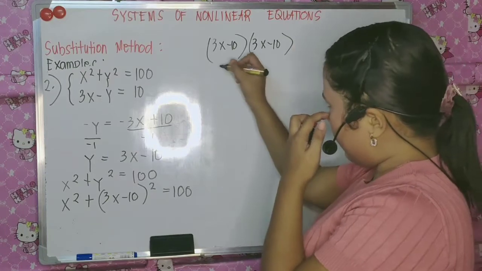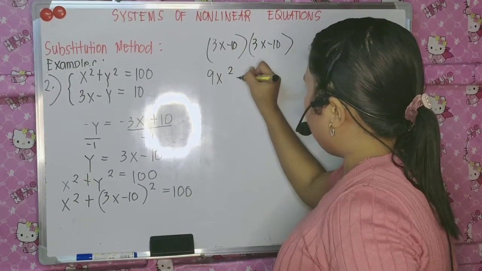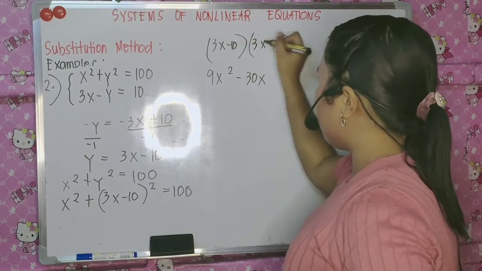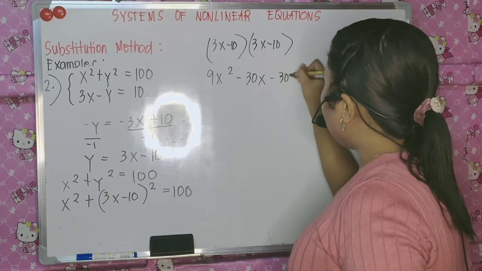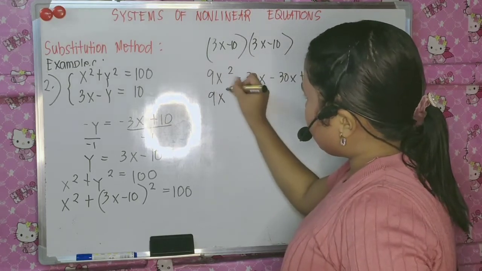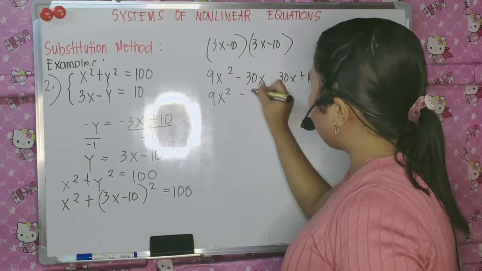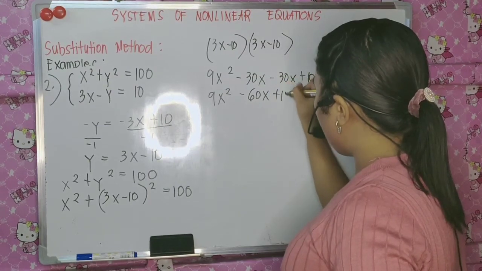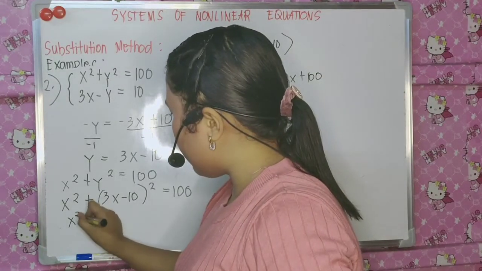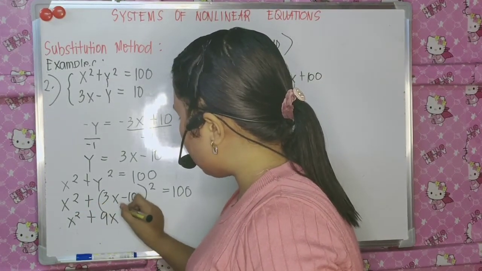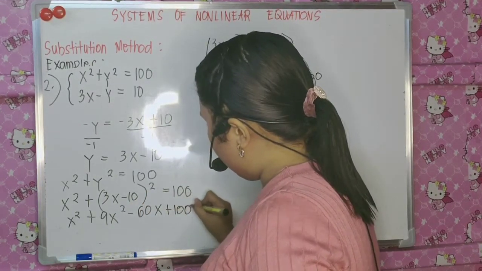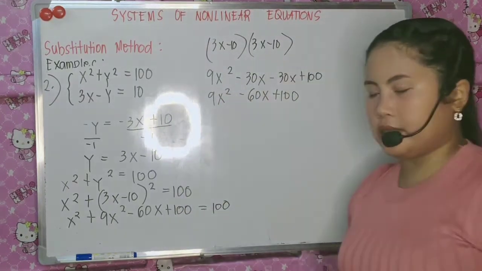3x times 3x, we have 9x squared. Then, 3x times negative 10, we have negative 30x. Then, negative 10 times 3x, we have negative 30x. Then, negative 10 times negative 10, we have positive 100. Simplify, 9x squared. Then, negative 30 minus 30, we have negative 60x plus 100. So, copyhin natin siya dito sa baba. So, copy x squared plus 9x squared minus 60x plus 100 equals 100. Okay? So, ayan.